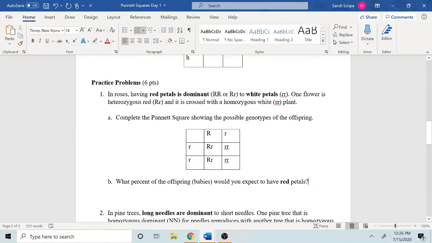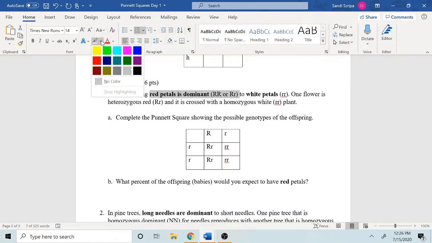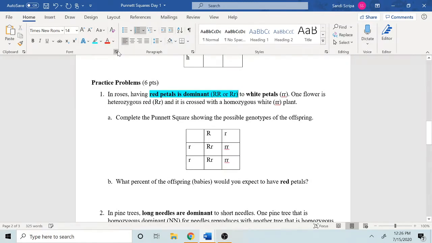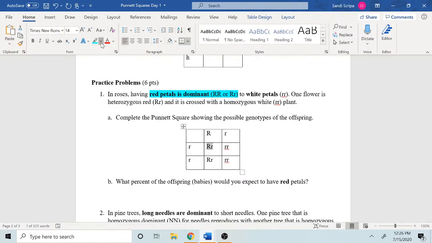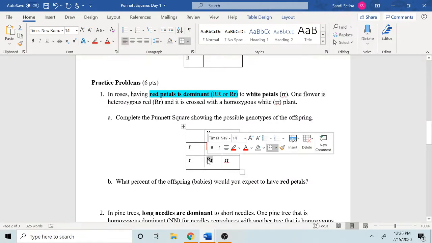So the question for part B is, what % of the babies would you expect to have red petals? All right, so we know from the question that red petals are dominant. And again, that means that anything that has a big R would be red. Right, so we can go and look at our table. We're looking at these 4 boxes, which show the babies. So if I look, this box has a big R, so it would be red. And then this box has a big R, so it would also be red.